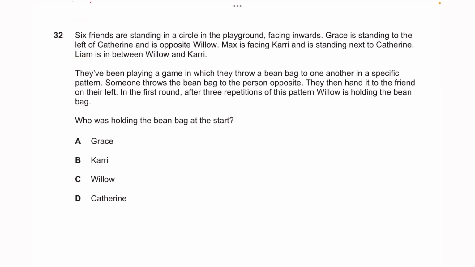Now, before we can even work out who was holding the beanbag at the start and work out this game, we actually have to first work out the placement of these 6 friends. So what we're going to do is draw a little circle and then work this out. First of all, we know that Grace is standing to the left of Catherine and is opposite Willow.